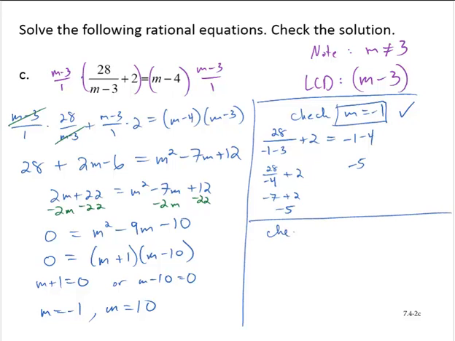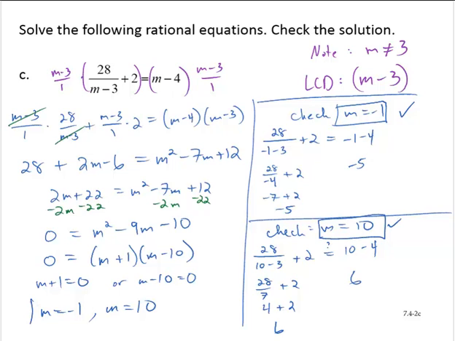And let's check m equals 10. I would have 28 over 10 minus 3 plus 2. Is this equal to 10 minus 4? So that's 28 over 7 plus 2. That's 4 plus 2, which is 6. And on the right-hand side, 10 minus 4 is 6 as well. That checks out also. Alright, so we can be confident in our two solutions of the equation at negative 1 and positive 10.